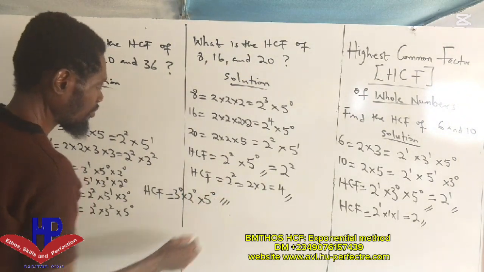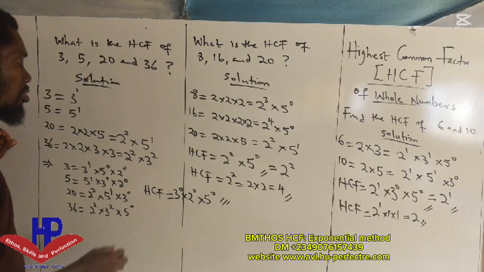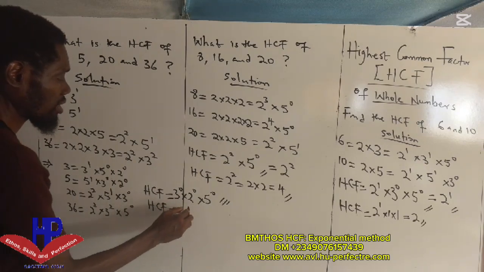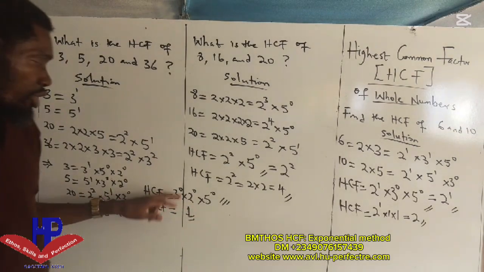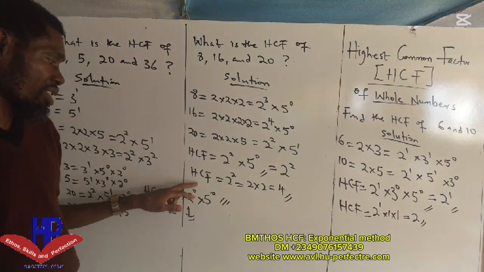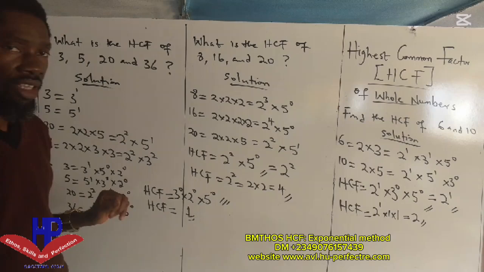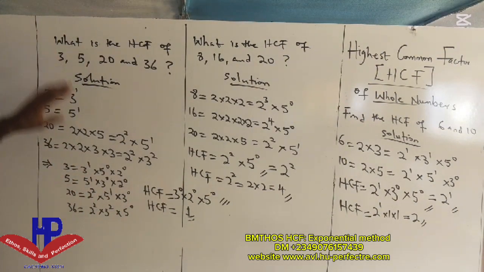This is the exponential form. Or you can also write it as 1, because all the numbers here are 1. 3 to the power 0 is 1, 2 to the power 0 is 1, 5 to the power 0 is 1. So our HCF is 1. Can you see that? So this is the way we solve using the exponential method.